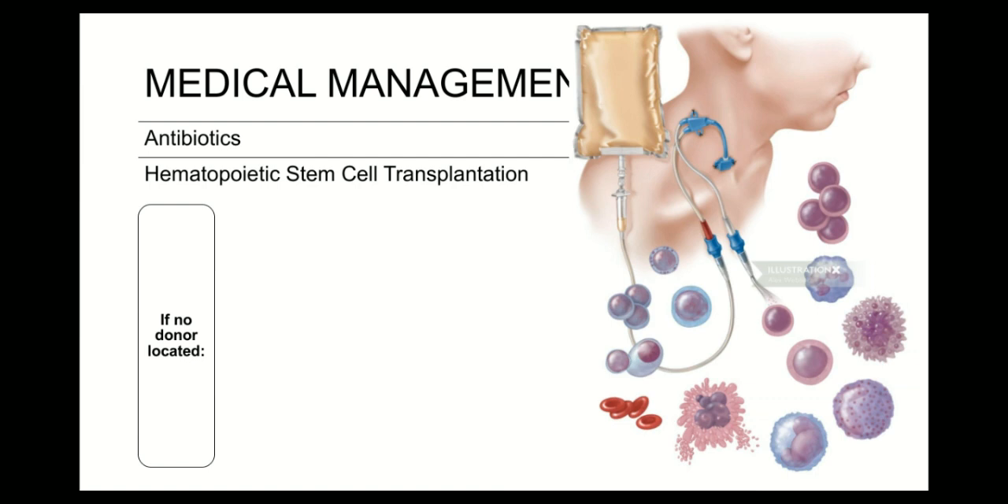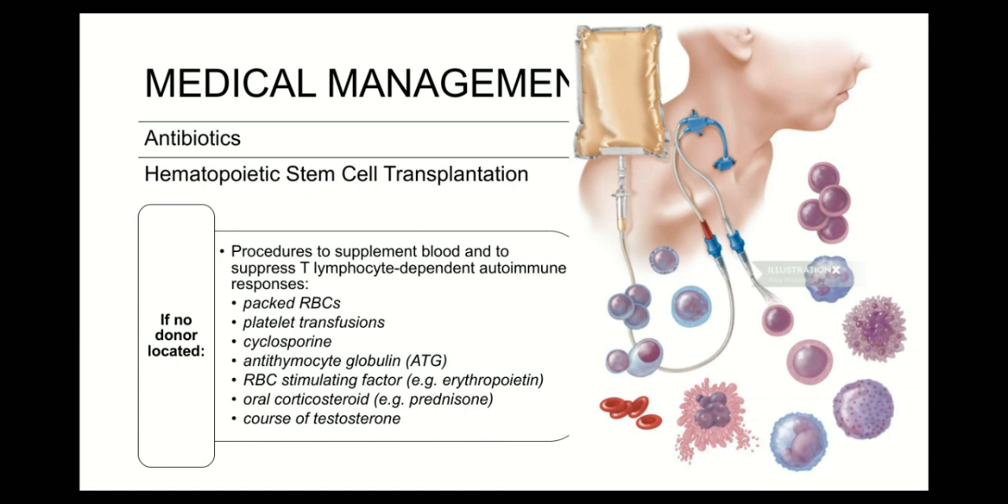So, if there is no donor for hematopoietic stem cell transplantation, there are procedures to supplement blood and to suppress the responses of T lymphocytes. So first, we have packed RBCs, platelet transfusions, cyclosporine, anti-thymocyte globulin, and an RBC stimulating factor such as erythropoietin. Now, these are given to maintain adequate blood elements in a patient with aplastic anemia.